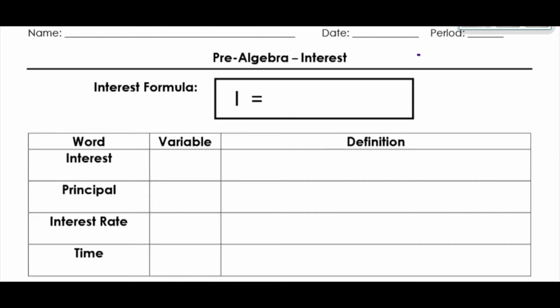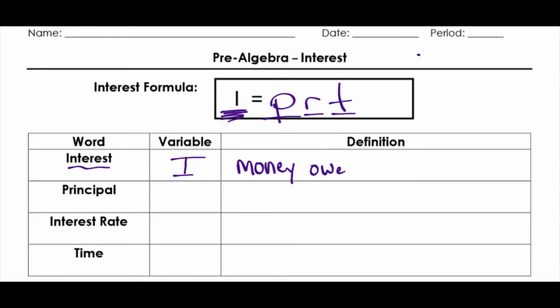In the formula, I equals PRT. I stands for the interest. We're going to multiply P times R times T, and that's going to give us our I, that's going to give us the interest. For the original amount, the principal, the rate, and that time. The interest is money owed for borrowing.